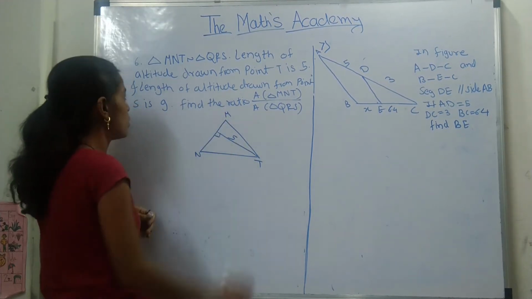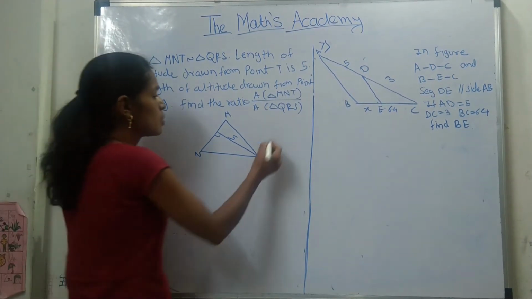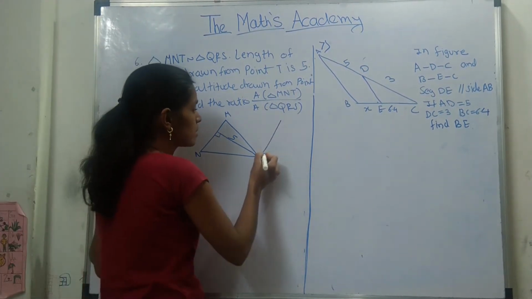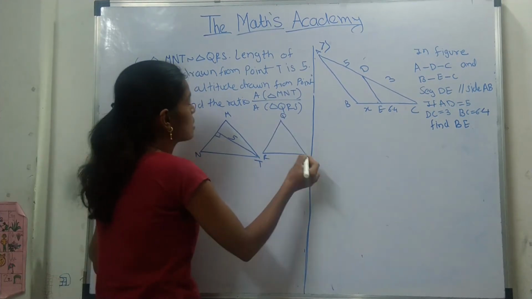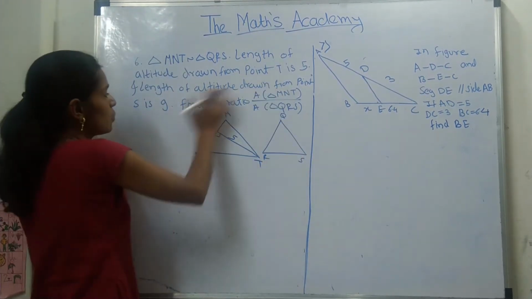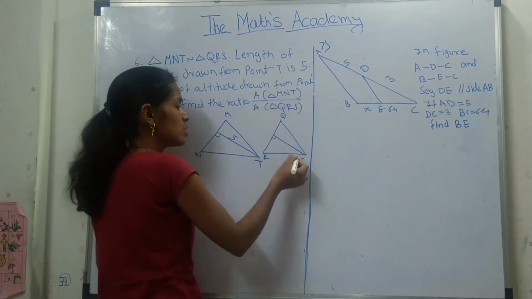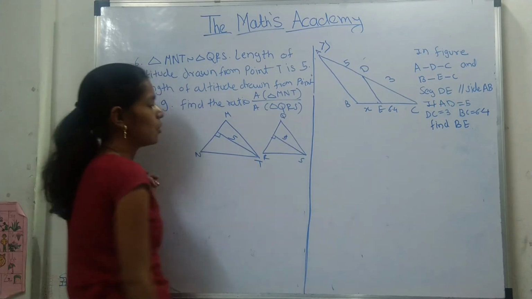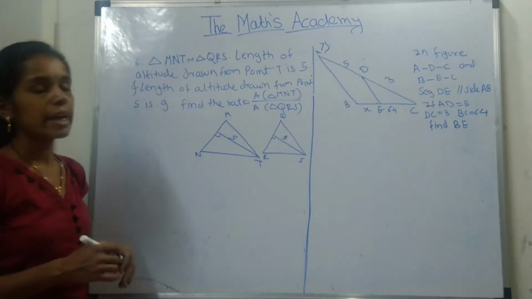It is 5 units you have given, and the length of the altitude drawn from point H, QRS. Suppose QRS is the triangle like this, Q, R and S. The length of the altitude drawn from point S, from this point the altitude is drawn, perpendicular is drawn. This is 9, which means the height of the triangles you have given.